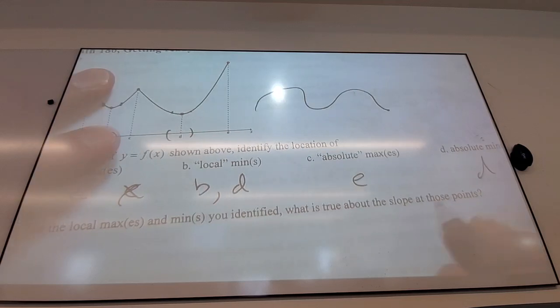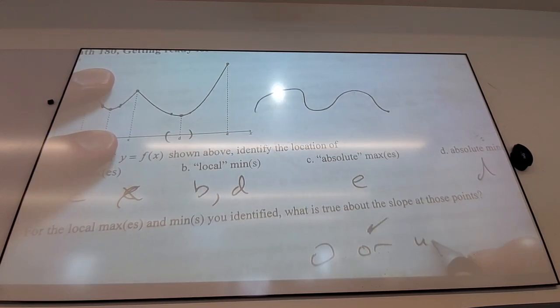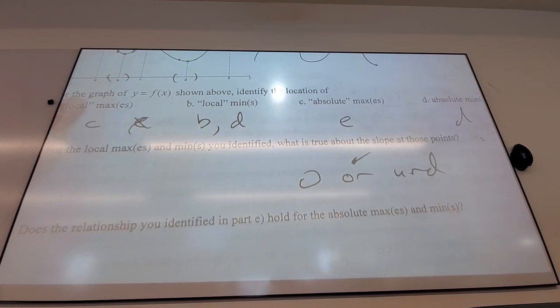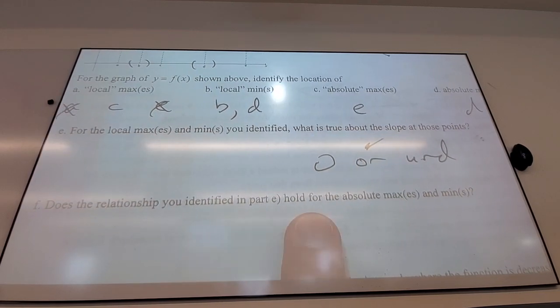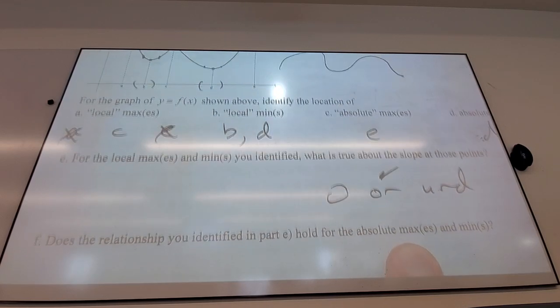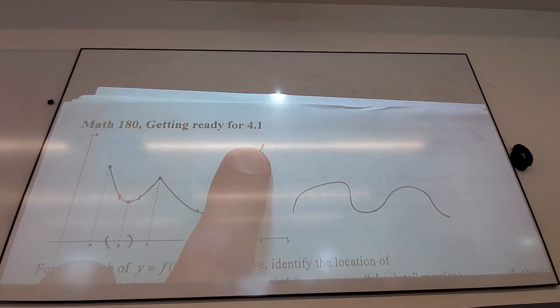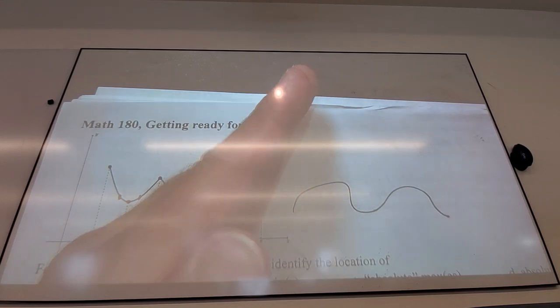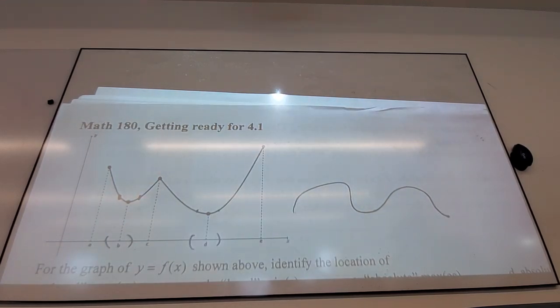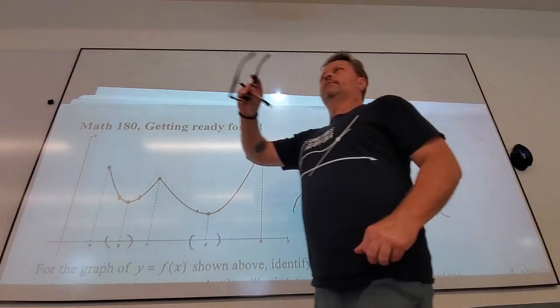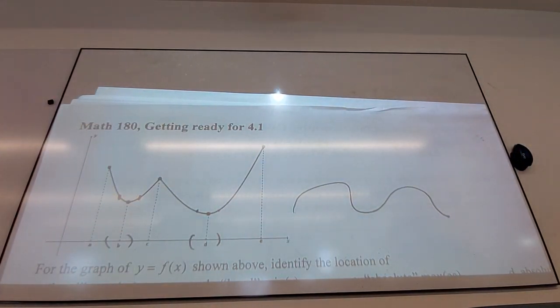So the slope was 0 or undefined. Does that relationship hold for the absolute maxes and mins? What was the absolute max? E. Is the slope 0? Is the slope undefined? No. There's a definite slope there, yes? You guys kind of with me? And again, this is all kind of a preview. Local mins and maxes can only occur where the slope is 0 or undefined.